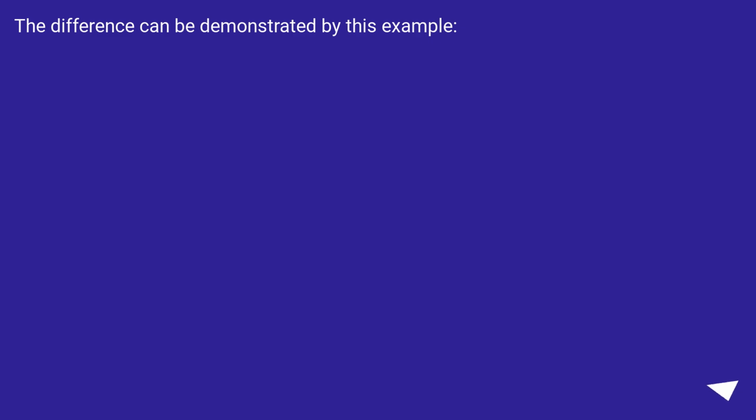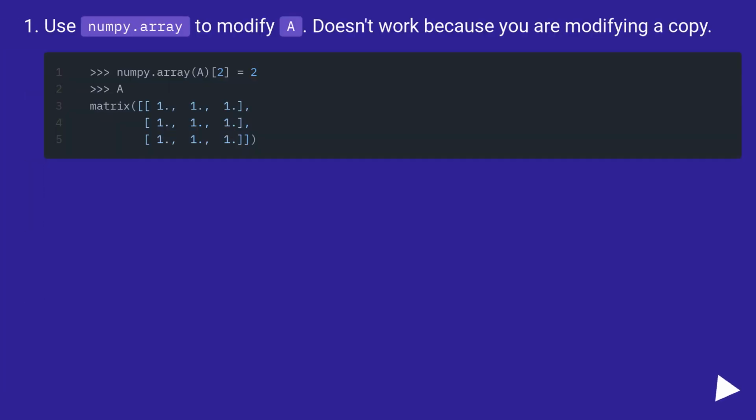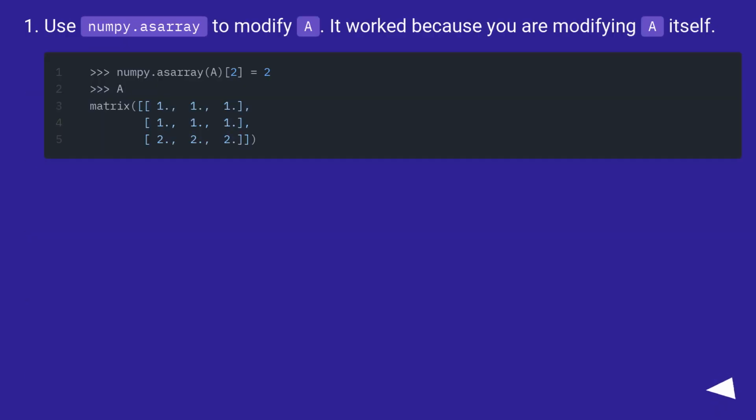The difference can be demonstrated by this example. Generate a matrix. Use numpy.array to modify A. Doesn't work because you are modifying a copy. Use numpy.asarray to modify A. It worked because you are modifying A itself.